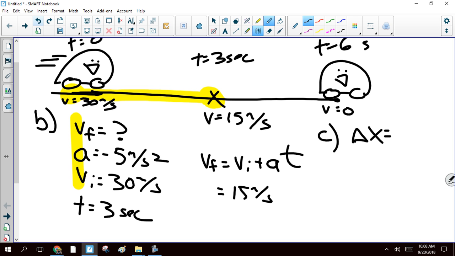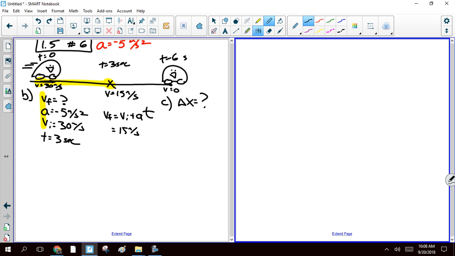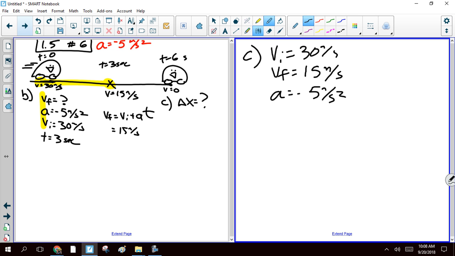Displacement, right? So notice, to do part C, let me write down what we know about the yellow time interval. Our starting velocity is 30. Our final velocity is 15. Our acceleration is negative 5, and our time is 3 seconds, right? That's what we know about part C, the yellow time interval, and we're trying to find displacement.